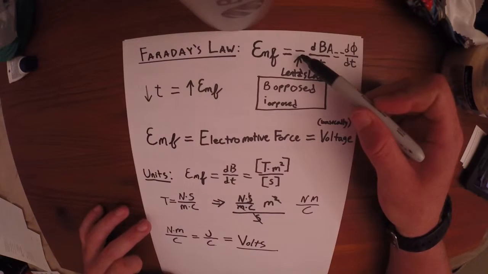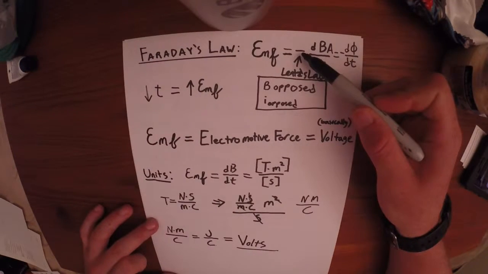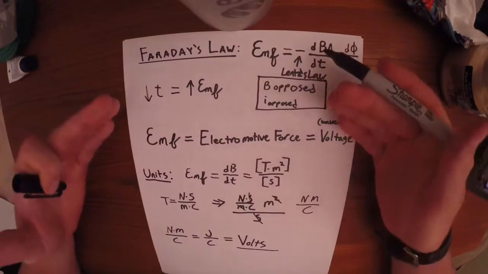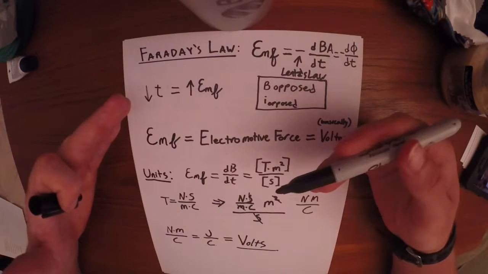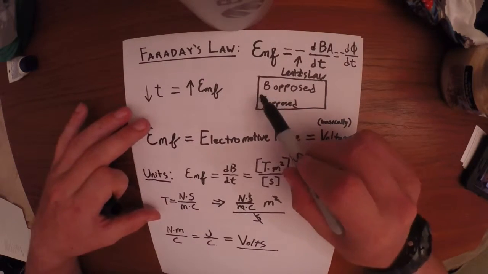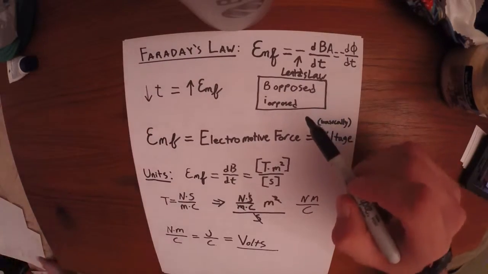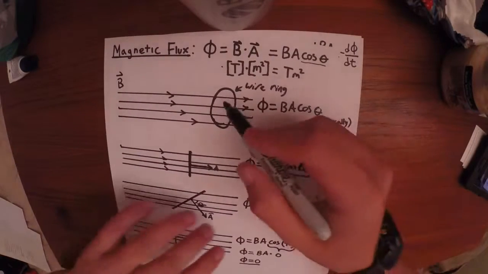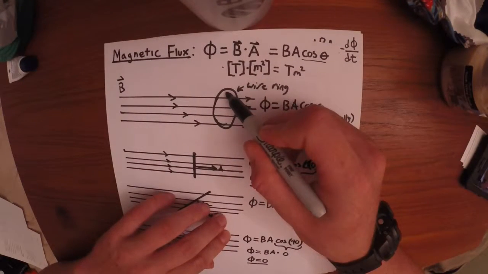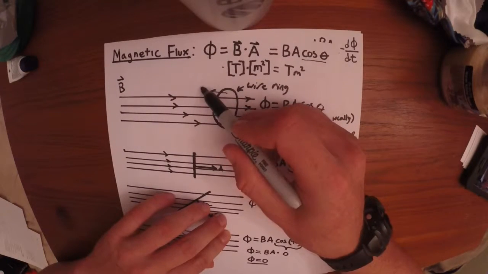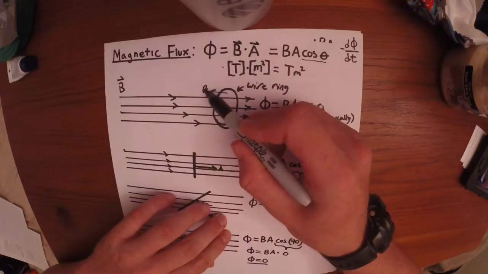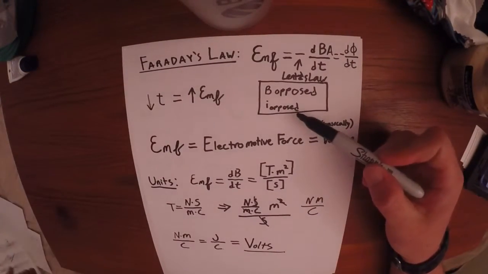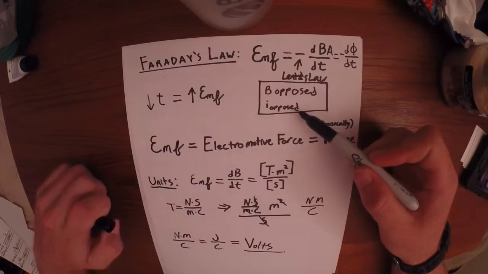Now this negative right here refers to Lenz's law, which states that for every force there has to be a reactive force or an opposed force. So as a field passes through a wire, we'll also see a smaller but still existent opposed field. We'll also see within the wire an opposed current.